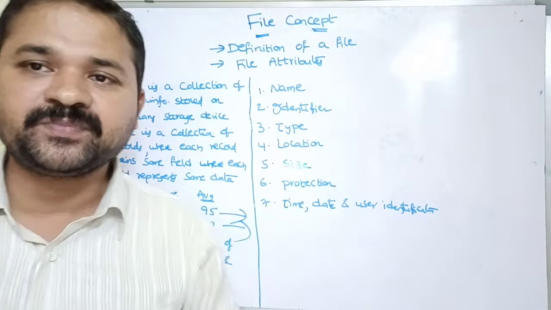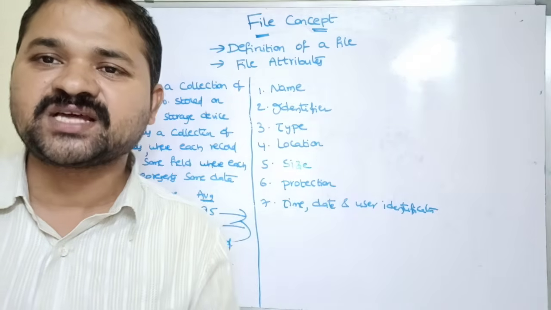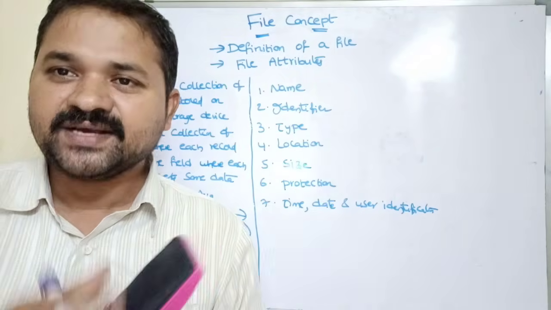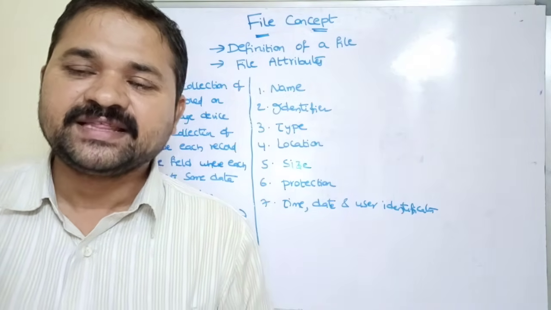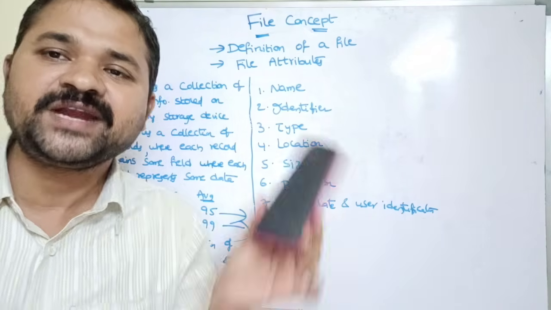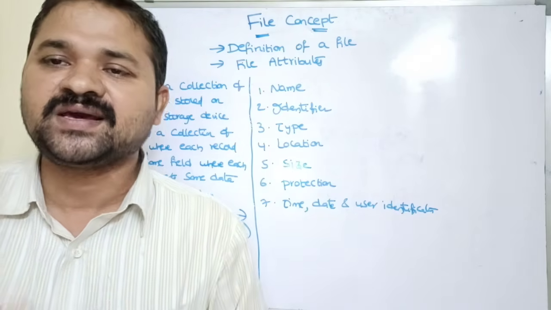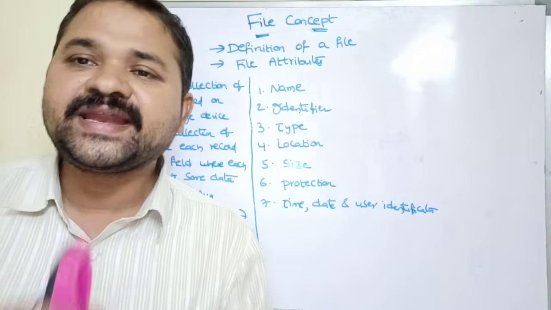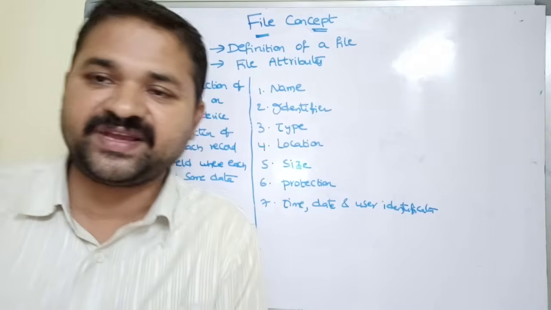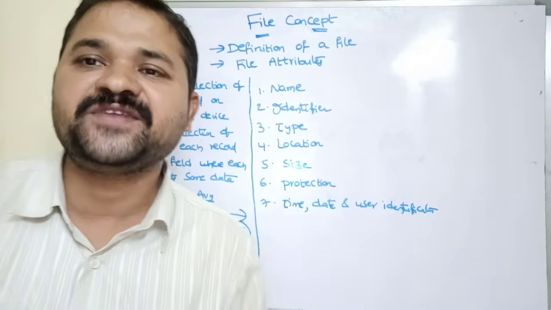The first one is name. Every file has a name. In order to perform operations on the file, we use the name. The second one is identifier. Whenever a file is created, internally an identifier or number will be allotted for that file. The operating system performs the operation on the file using that identifier. So identifier is nothing but a number. Every file has a number, an identifier.